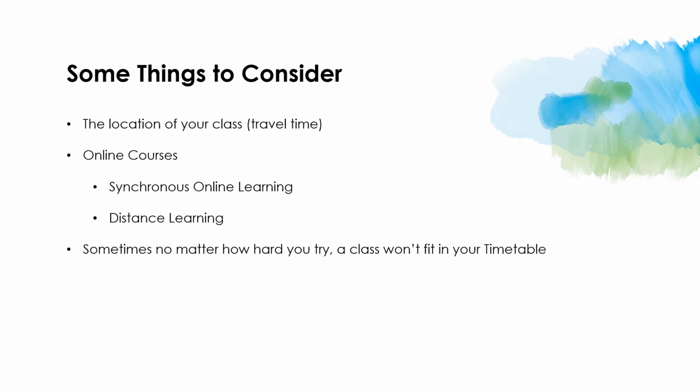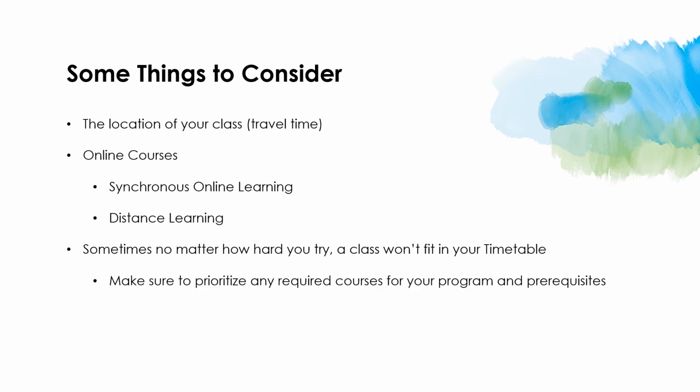Finally, sometimes no matter how hard you try, you won't be able to make a class fit into your timetable. If this happens, make sure to prioritize any required courses for your program, especially the ones that are prerequisites for upper year classes. You can confirm if a class has a prerequisite by selecting it from the list of courses on your program requirements on the academic calendar website.